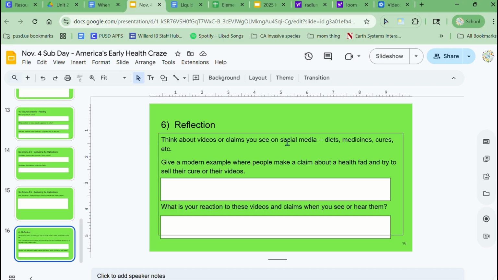Finally, I want you to reflect. In the modern age, on social media, I want you to think about videos or claims you see on social media, diets, medicines, cures. There's always something. This is what's going to cure cancer. This is what's going to make you feel like this, or this is what you're going to use to cure whatever ailment you have, like depression or anxiety or whatever.